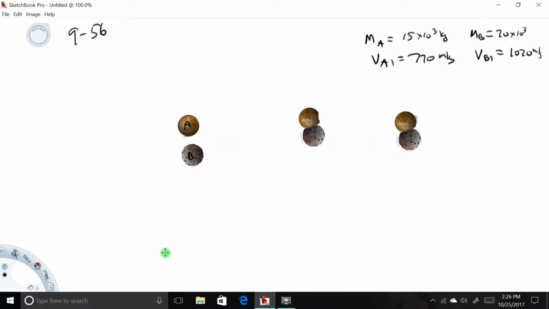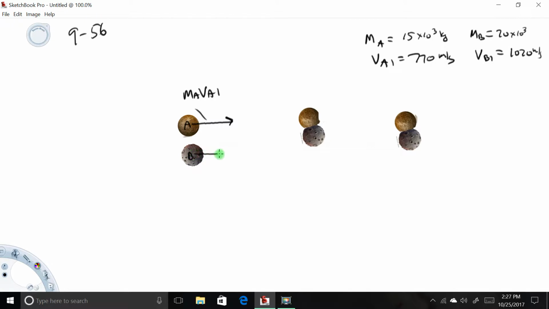Now, the velocity of mass A, 770 meters per second, is going to give it a momentum equal to MAVA1. Doesn't really matter the direction I put this in the picture. I'm going to put this to the right here. So there's my MAVA1. And then it says that the velocity vectors make an angle of 20 degrees with respect to one another. So here's what I believe that means.